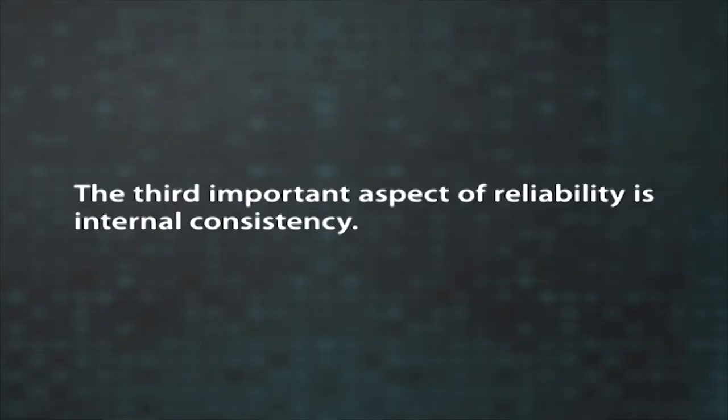The third important aspect of reliability is internal consistency. It refers to the extent to which items on the test are measuring the same thing. It is also called homogeneity. The internal consistency of a test can be measured via split half method and Kuder-Richardson formula 20, also known as KR20 method.